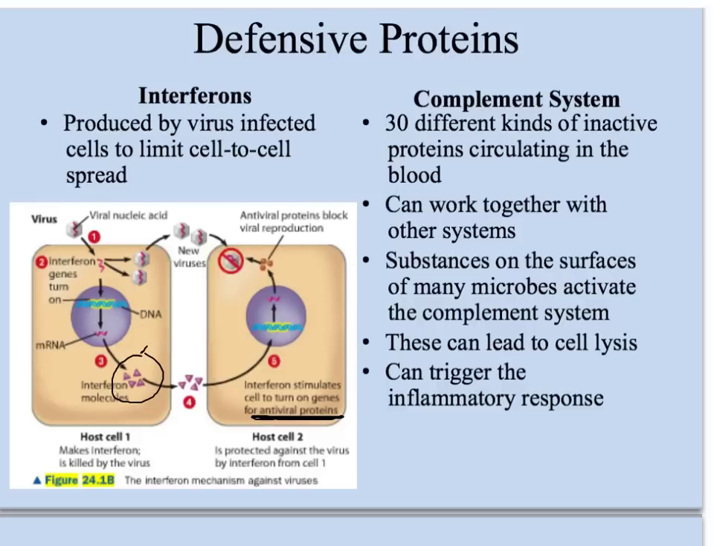We also have the complement system, 30 different kinds of inactive proteins circulating around in our blood. They're not really doing anything, they're just floating around waiting for something to happen. They can work together with other systems in our body. What we were talking about earlier, the defensive proteins that recognize the pathogenic proteins, that's what these are going to do, and those pathogenic proteins activate this system. And this complement system can lead to cell lysis, or self-destruction, and the complement system can also trigger the inflammatory response.